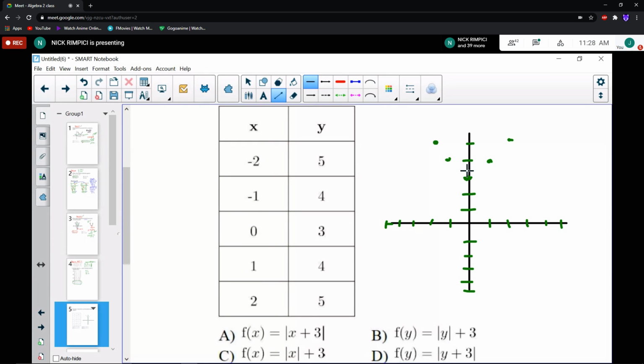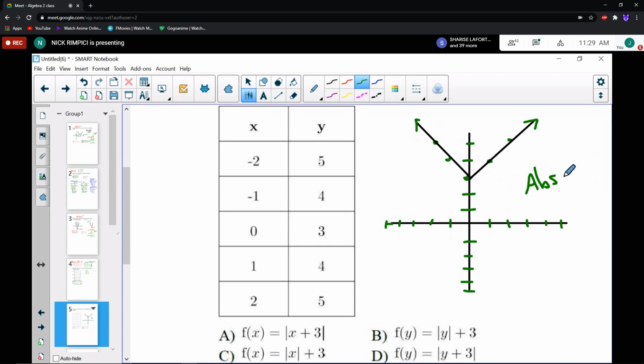So if we connect this, and if we connect this way, it's not perfect because my dots aren't perfect. What does this look like to you? A parabola. Okay, yeah, it could. My diagram isn't perfect. It's supposed to be V-shaped and not U-shaped, so it's supposed to be absolute value. Sorry about that. My diagram's just not the greatest.